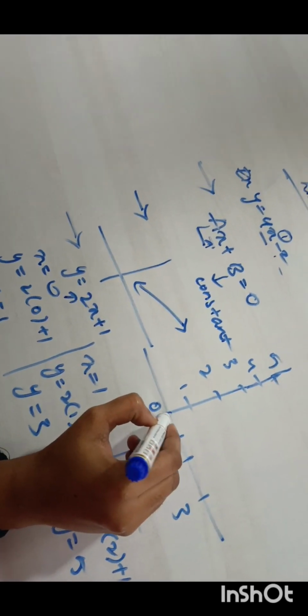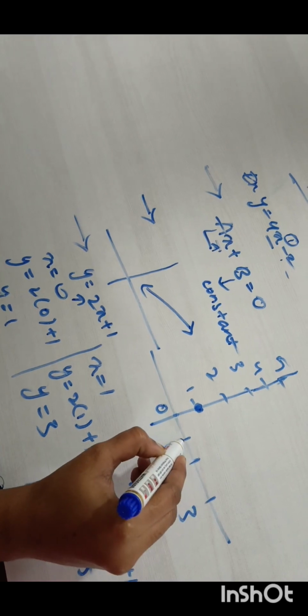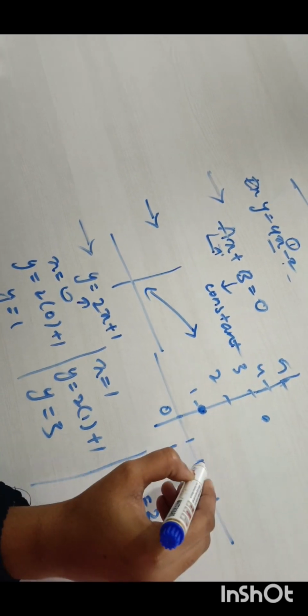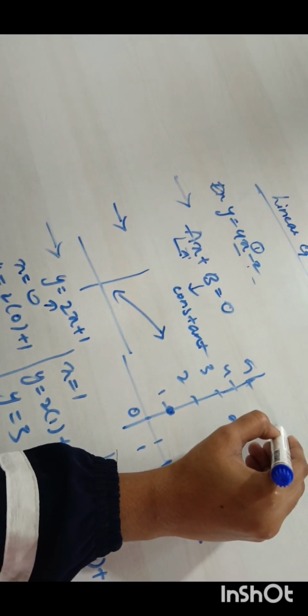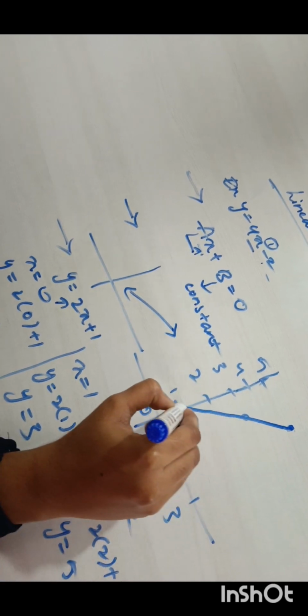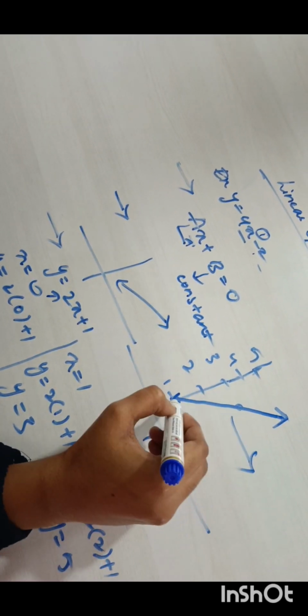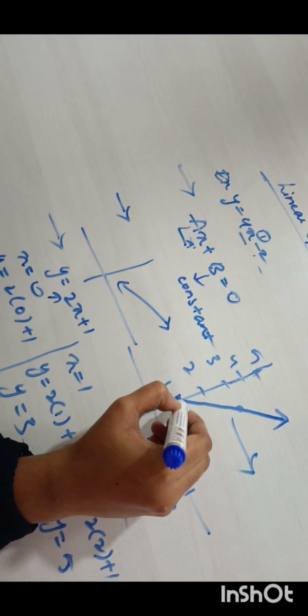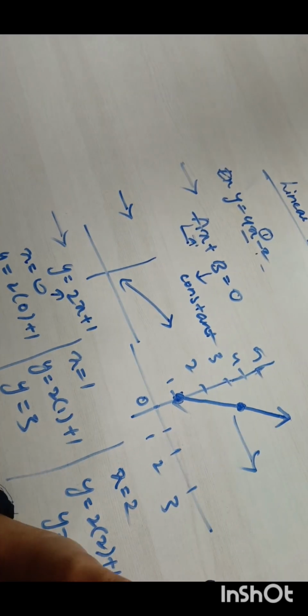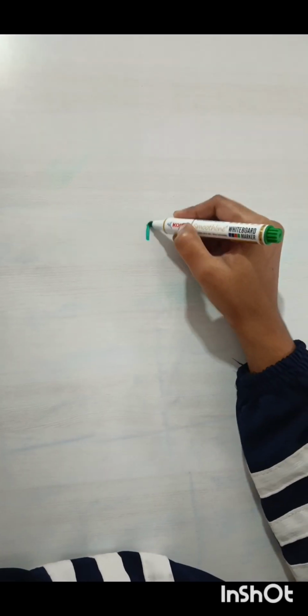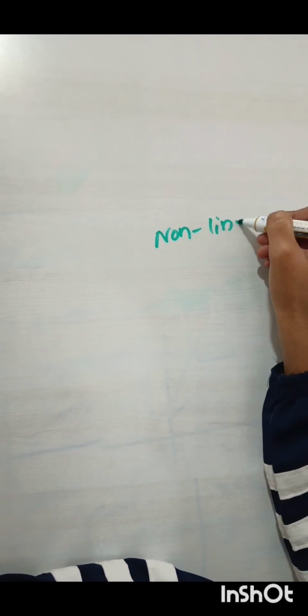If x is equal to 0, then y is 1. If x is 1, then y is 3. If x is 2, then y is 5. By using these points, we got a straight line, and here the slope is constant for any 2 points in linear equation.